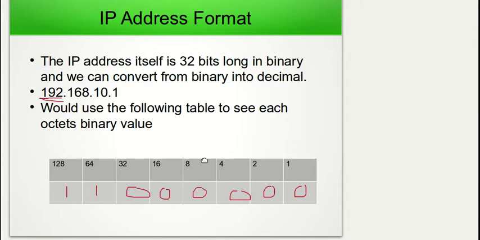11000000. 168 in binary would be 128 yes, 64 no, 32 yes, so 128 plus 32 is 160, yes, 16 no, 8 yes, 4 no, 2 no, 1 no. So 168 in binary would be 10101000. As you can see, trying to convert from decimal into binary is very, very simple.